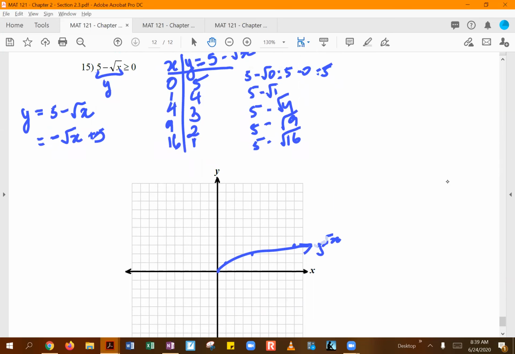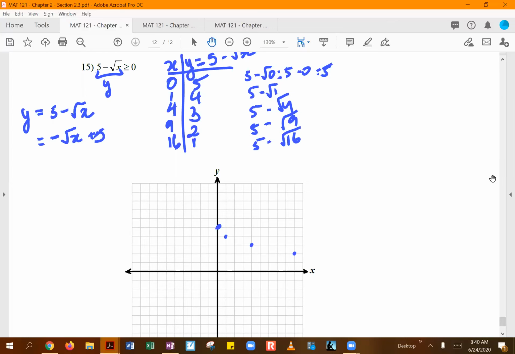So I'm actually going to go ahead and erase our graph over here. We don't really need that. And let's see. So you are going to be at (0, 5). So right up here. Positive 1, positive 4. Positive 4, positive 3. Positive 9, and positive 2.